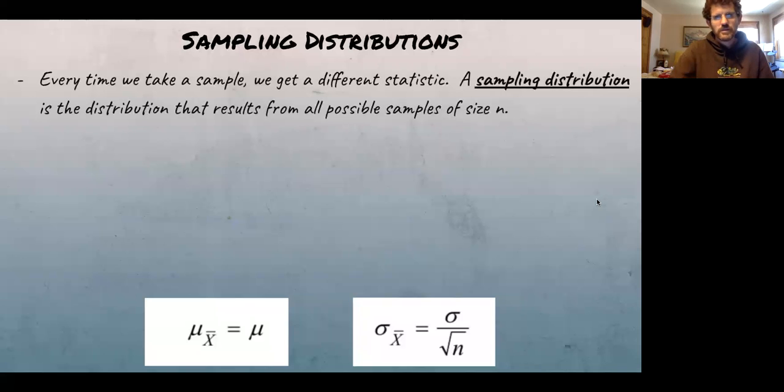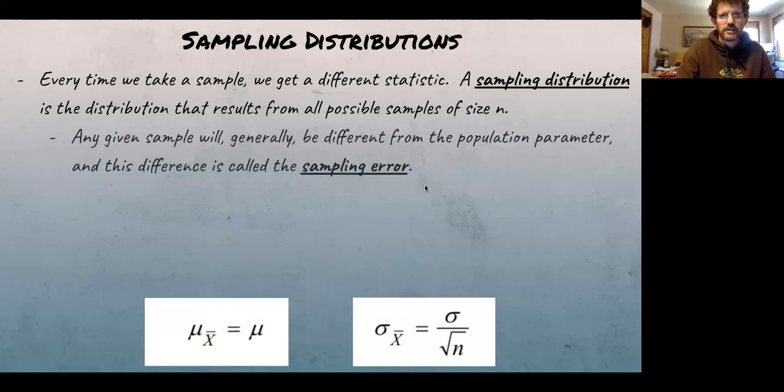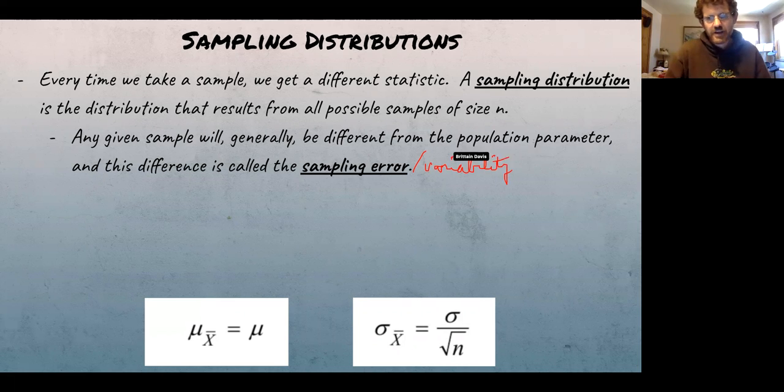Okay, sampling distributions. Every time we take a sample, we get a different statistic. And kind of jump around a little bit, I'll move to this next one. Any given sample is generally going to be different from the population parameter, and that difference is a sampling error. Your book also refers to this as sampling variability, which I do agree with the book. That is a better term for it because it's a natural thing that happens. It's not a mistake. But I will say sampling error is what you're more likely to see just out in the statistical world. So understand, error does not mean mistake in this case.